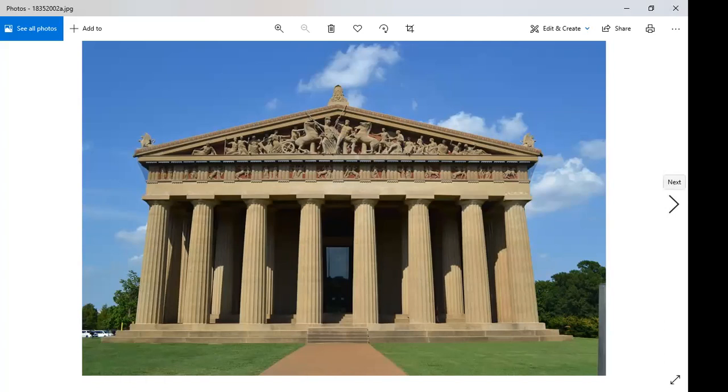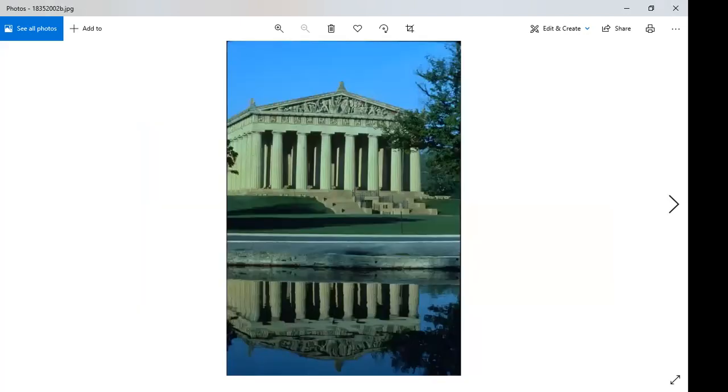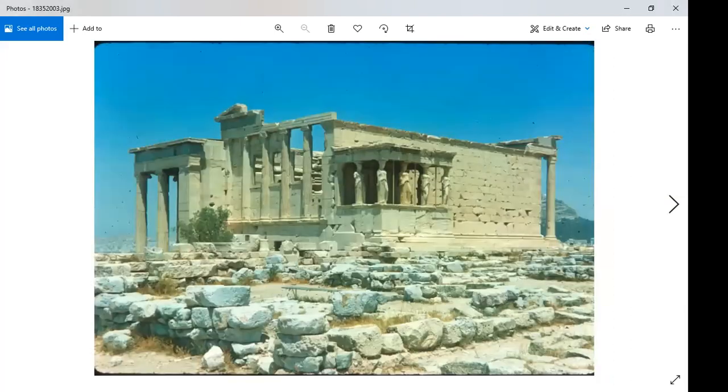Anyway, it's music country, music capital of the U.S., but it was in the middle of the South. Of course, they use this style of architecture for some of the Southern plantations, right? So it was very influential in early American architecture, but this is 20th century. This was created probably in the 1920s or 30s. Here it is again across the lake.